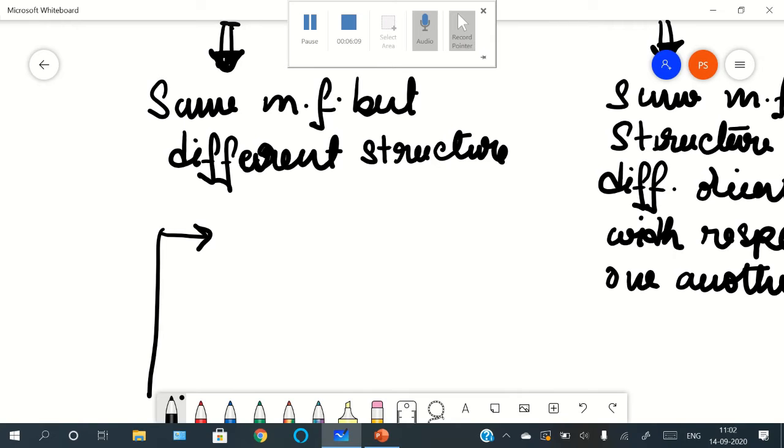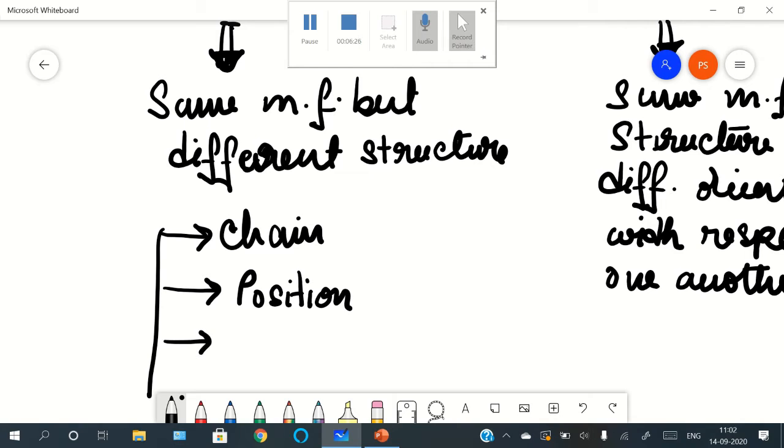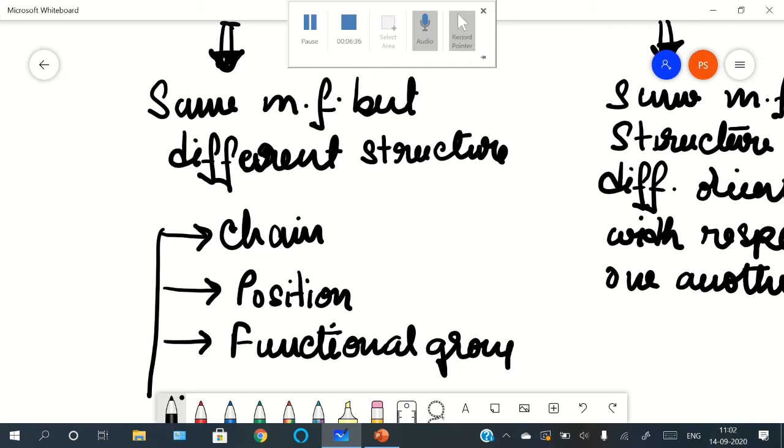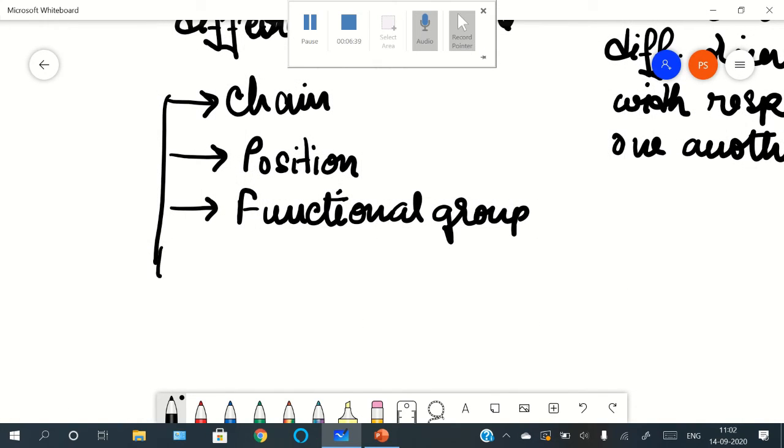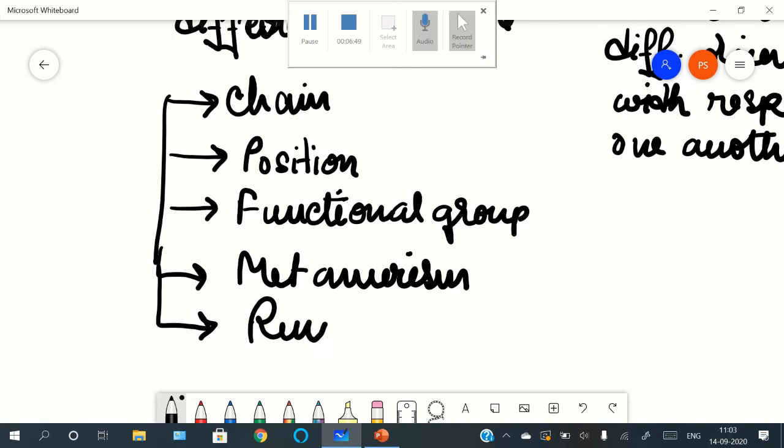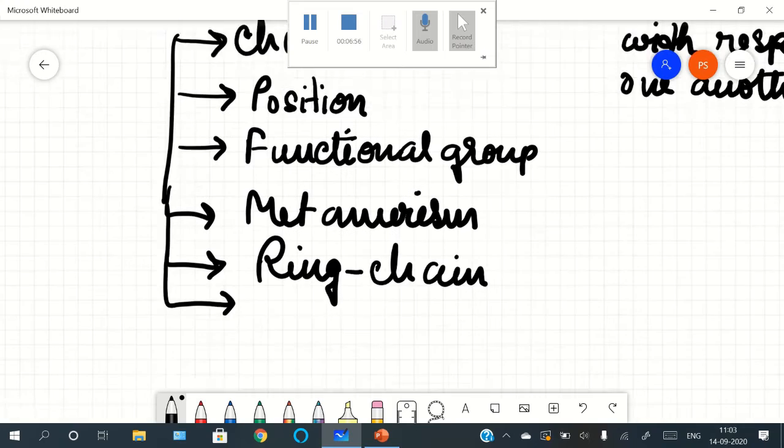Structural isomerism has the following types. The first one is chain isomerism, position isomerism, functional group isomerism, metamerism, ring chain isomerism, tautomerism.